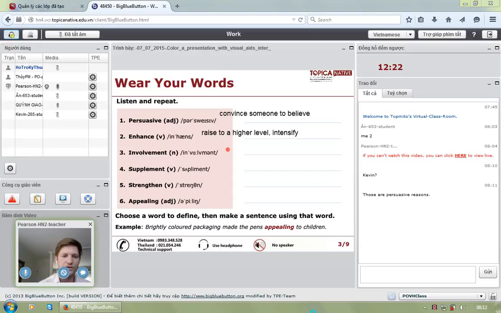Okay, and can you use enhance in a sentence? Yes. We need to enhance control over this project. You need to enhance control over the project. Okay, yep, that makes sense.